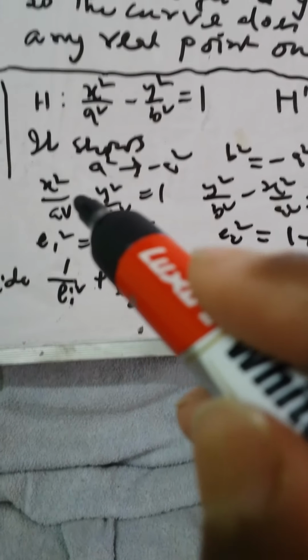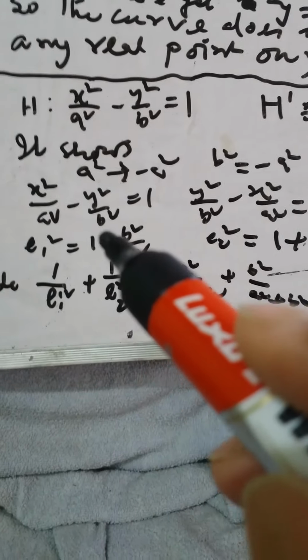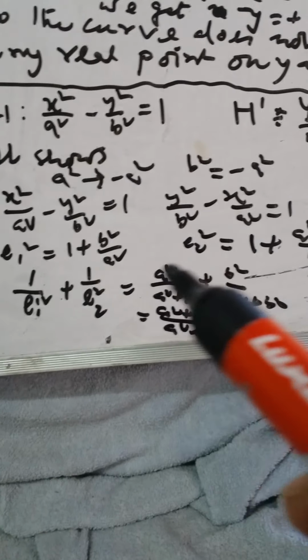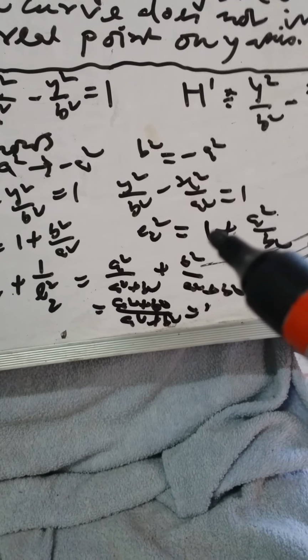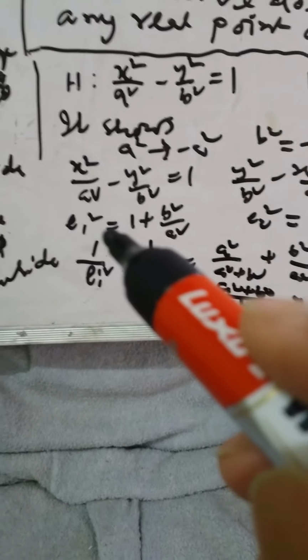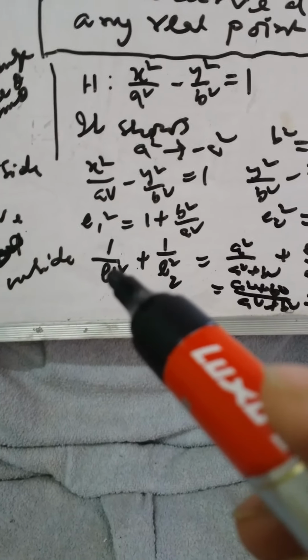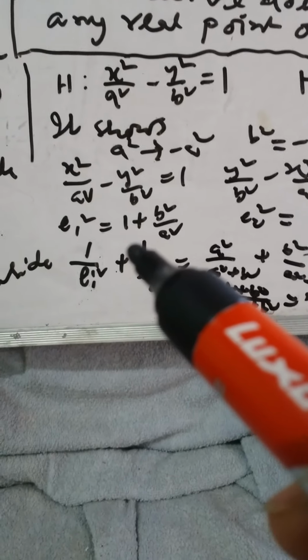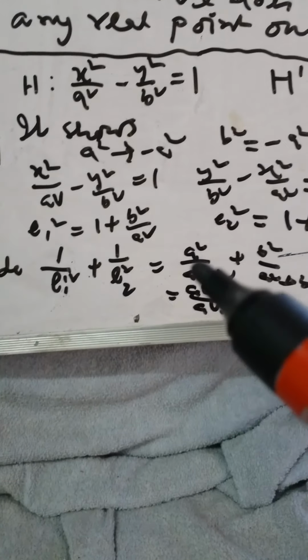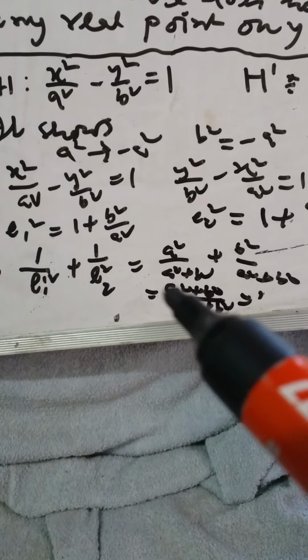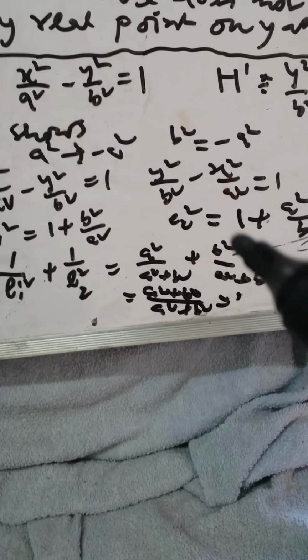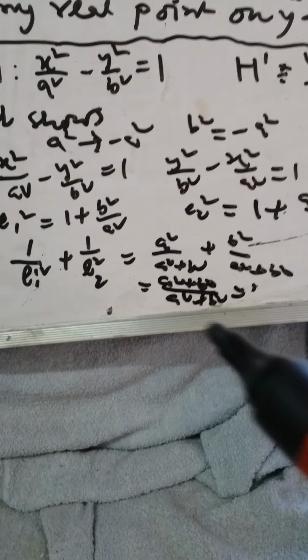And if e1 square equal to 1 plus b square by a square, here e2 square equal to 1 plus a square by b square. Hence 1 by e1 square plus 1 by e2 square equal to a square by a square plus b square plus b square by a square plus b square. From this we get it equal to 1. Okay.